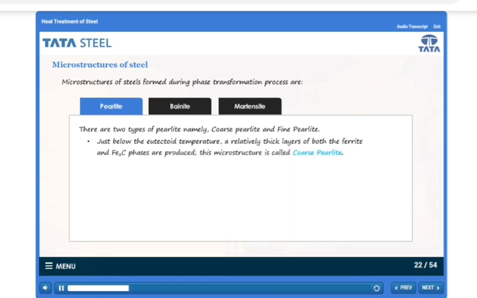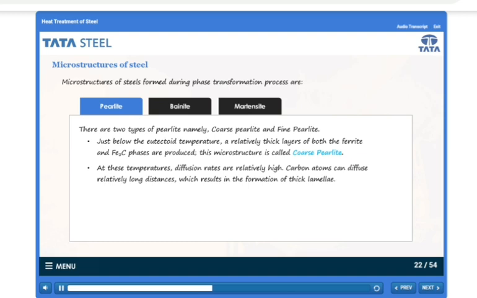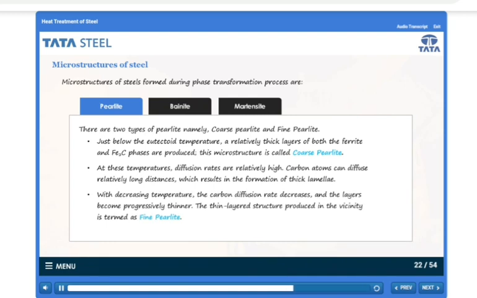Just below the eutectoid temperature, a relatively thick layer of both the ferrite and Fe3C phases is produced. This microstructure is called coarse pearlite. At these temperatures, diffusion rates are relatively high. Carbon atoms can diffuse a relatively long distance, which results in the formation of thick lamellae. With decreasing temperature, the carbon diffusion rate decreases, and the layers become progressively thinner. The thin layer structure produced in this vicinity is termed fine pearlite.